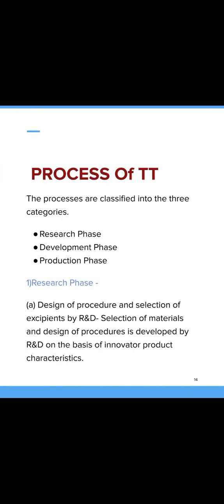Process of technology transfer. There are three main phases of the process. First one is research phase, second one is development phase, and last one is production phase. First one, research phase. It includes design of process, procedure and selection of excipients by R&D. Selection of material and design of procedure is developed by the R&D on the basis of inventor product characteristics.